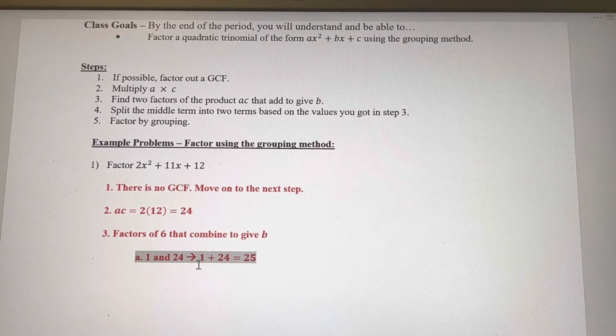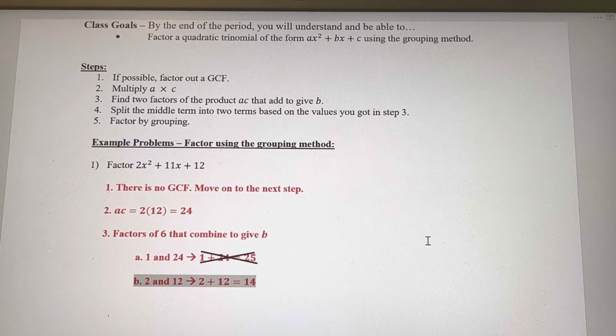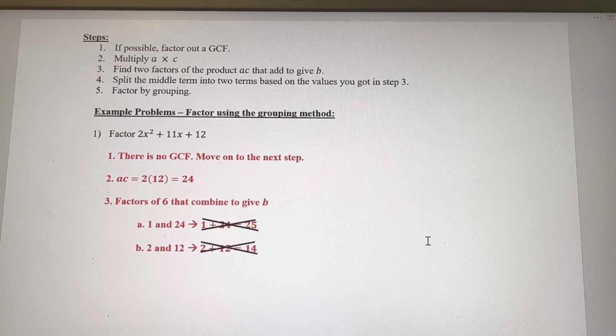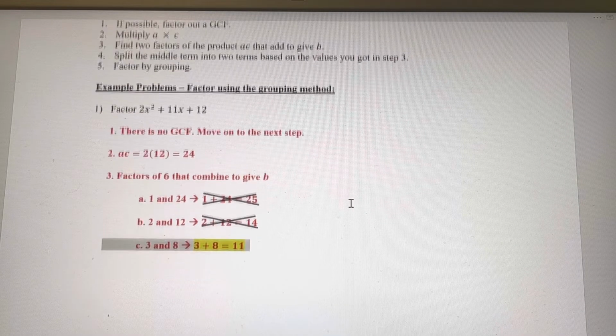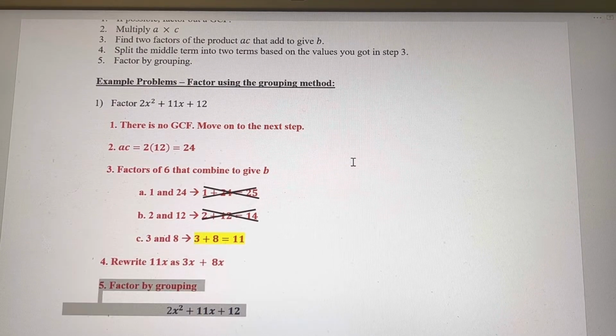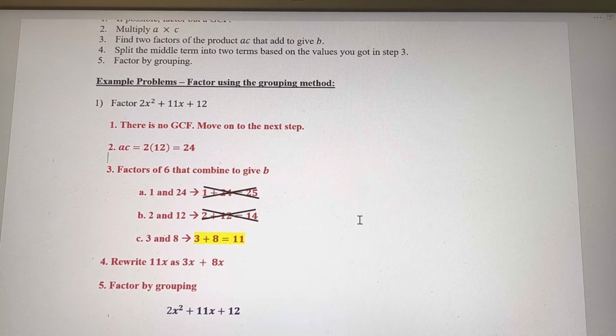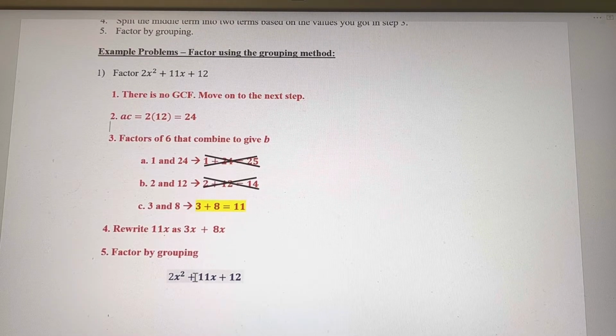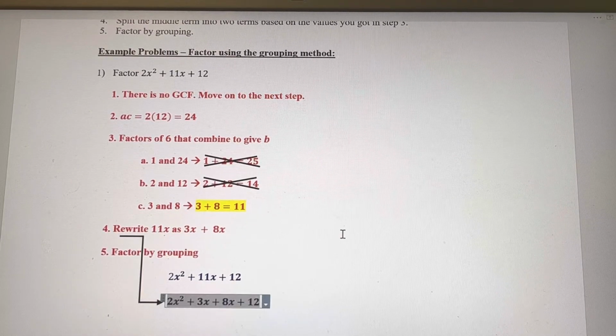So 1 and 24 sums to 25, so that doesn't work. 2 and 12 sums to 14, so that doesn't work. So let's go on to 3 and 8. 3 and 8 does sum to 11, so these are the 2 factors of AC that I want to use. So now we're going to rewrite 11x as 3x plus 8x. You can see the change there.